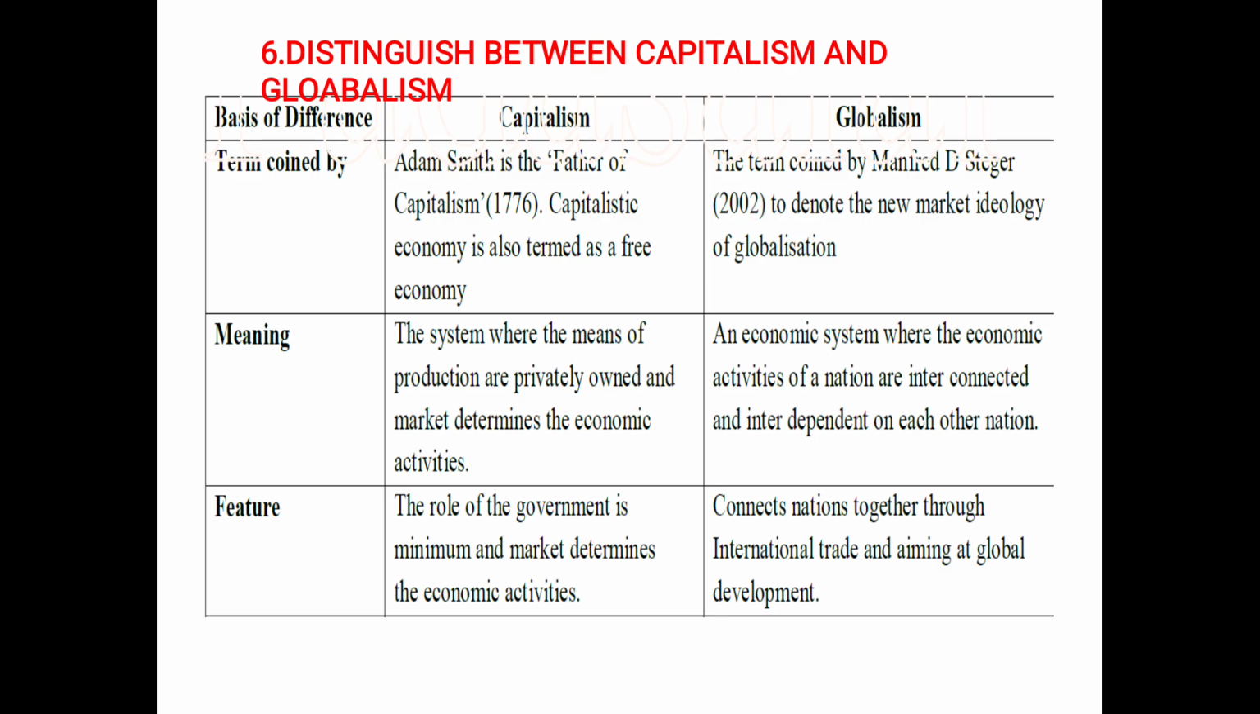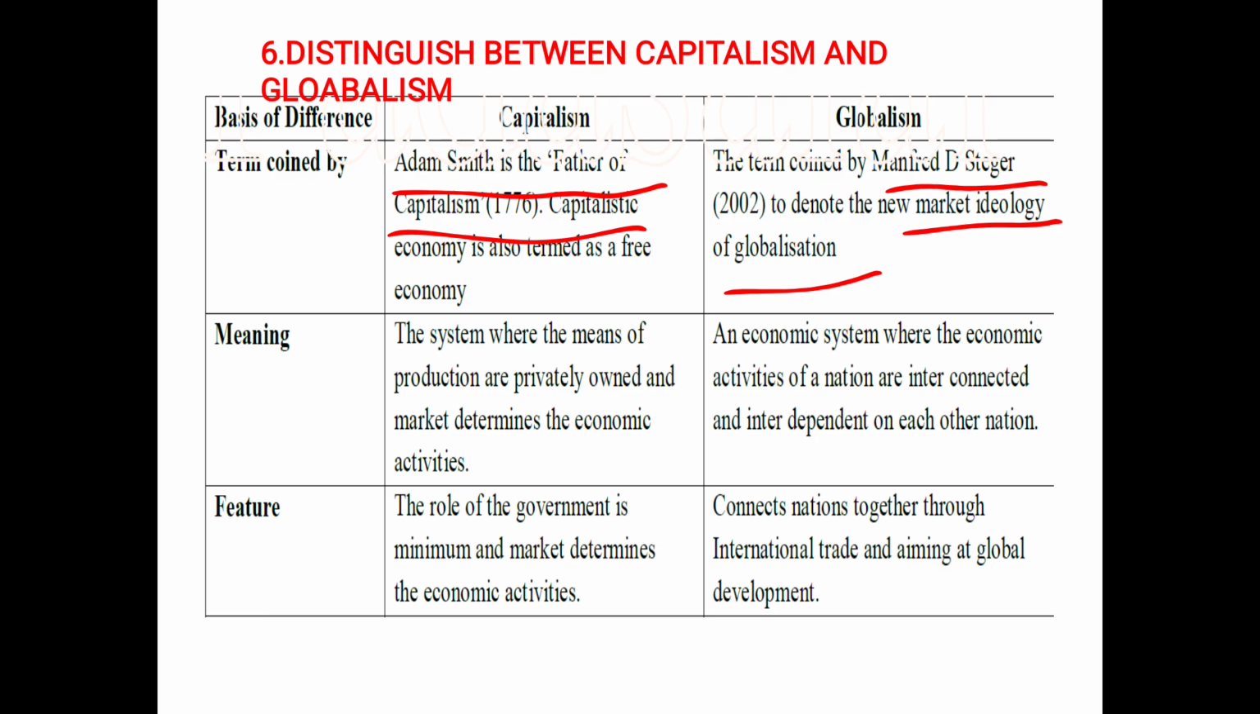Next is, distinguish between capitalism and globalism. We have divided into 3 columns and 4 rows. Basis of difference: capitalism, globalism. First one says Adam Smith is supposed to be the father of capitalism. So here it is given, Adam Smith is the father of capitalism. Here Manfred B. Steger is supposed to be a new ideology person behind globalization or globalism.